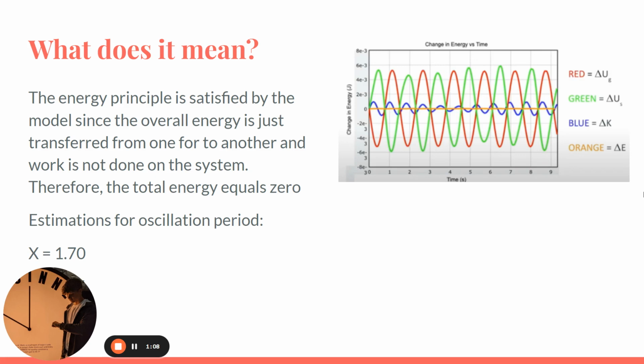And then the estimations for the oscillation period were found by taking the farthest x value negative and positive, and then the farthest y value negative and positive, and then finding the time it took to go in a complete cycle, meaning the x was 1.7 seconds and the y was 1.55 seconds.